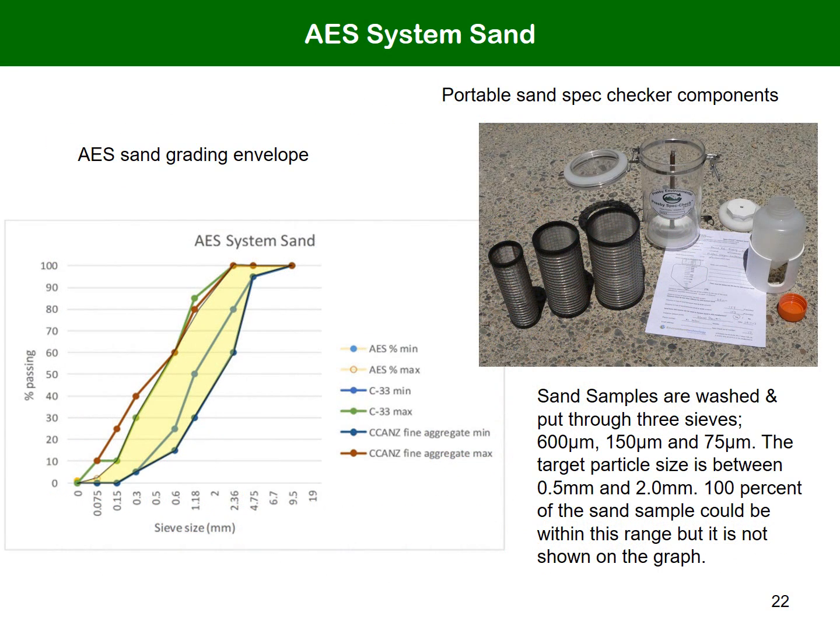In this slide, the spec checker components are shown on the right. Sand is put in the middle, the coarsest screen, and washed. For AES system sand, we are interested in 2 things: the amount of coarse sand that remains inside the inner screen, and the amount of fines that are washed through the finer screen. If a sand analysis graph fits inside the sand envelope pictured on the left-hand side, it can be used as AES system sand.